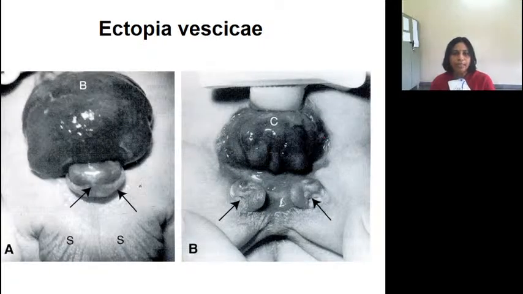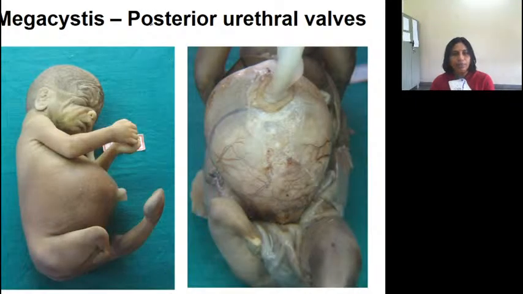There is one more condition called ectopia vesicae, where the mucosa of the bladder will be exposed to the exterior. In the severe form, the anterior abdominal wall is not formed properly, and there is a defect in the anterior wall of the bladder, and the posterior wall of the bladder is exposed. The ureteric openings will be exposed to the outside, and this condition is called ectopia vesicae. And there is another condition called megacystis.